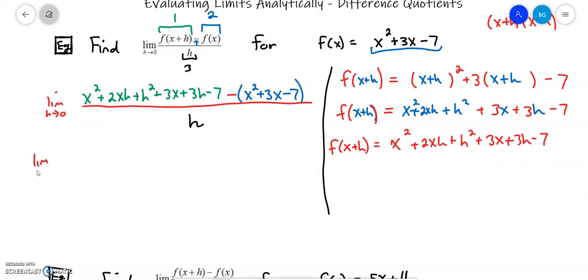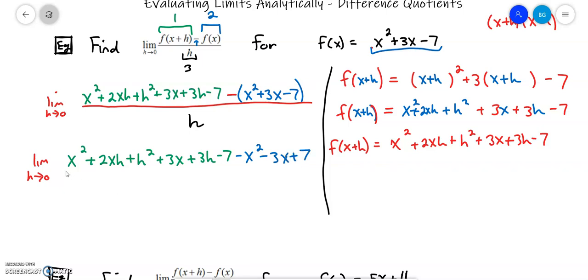I mean, one thing I can do is distribute that negative across the quantity on the back end of the numerator there, and that's what I'm going to do. And then after I do that, we're going to see if we can have any cancellations. Hopefully we do. So when I distribute this negative, that's going to be minus x squared minus 3x plus 7. And of course, we're all divided by h.